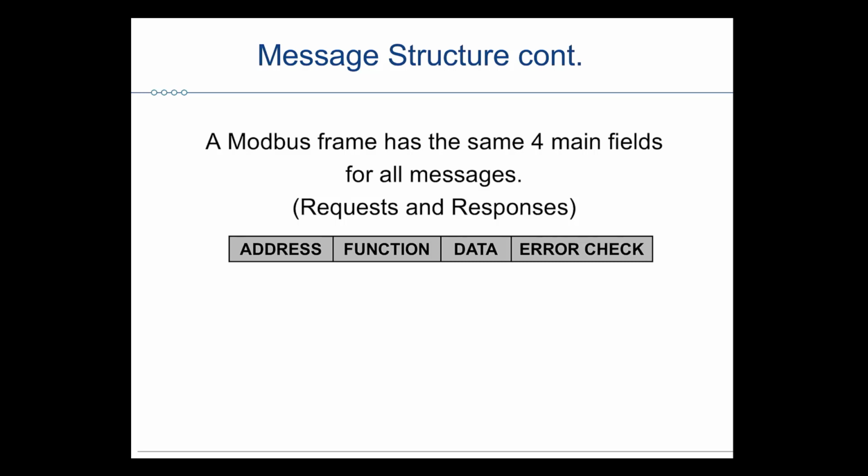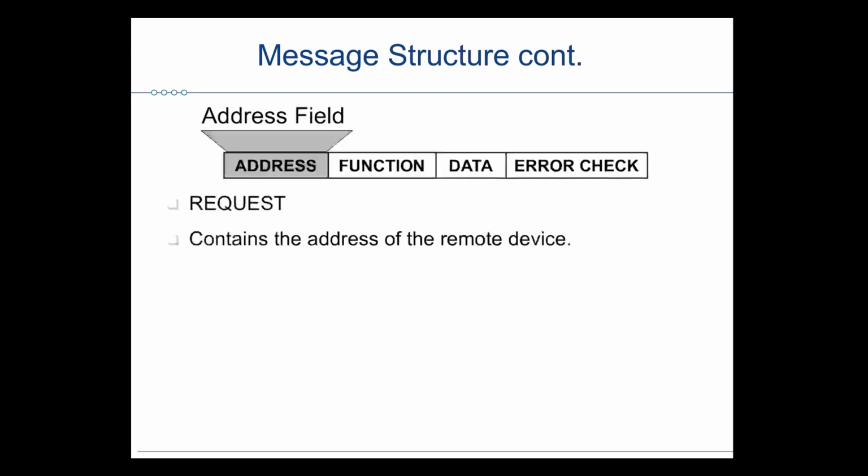So this is a Modbus frame or message that is for a request or a response. So now what do these fields represent? First of all, we have the address field. And specifically, we are talking about a request here. So when we identify the configuration of each one of these fields, we do need to be specific as to whether we're talking about a request or a response, and we'll see the reasons for that as we go forward.